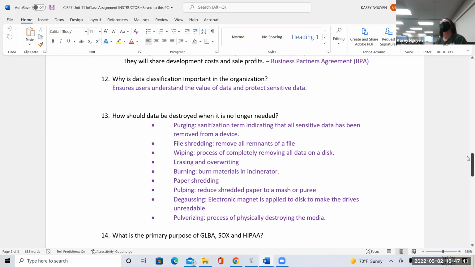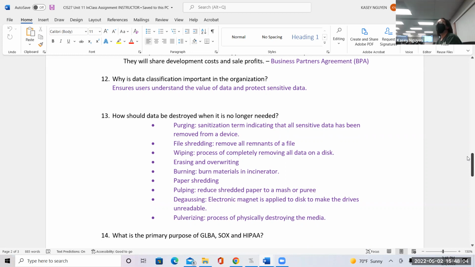So degaussing, right, is a way that you can apply magnetic to the drive to make it unreadable. Anytime that you apply storage to magnetic, right, it makes it unreadable. People also put it in microwave, but that's very dangerous. I don't recommend that.